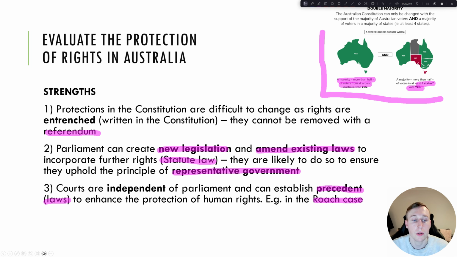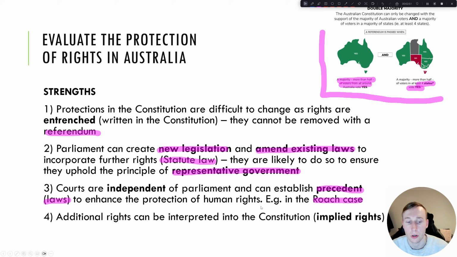The last one is another link to the Constitution: we can get more rights, known as implied rights, if people are willing to take it to the High Court. Currently, just remember, we only have one implied right, which is the right to freedom of political communication, but we can gain more if people are willing to take it to court.